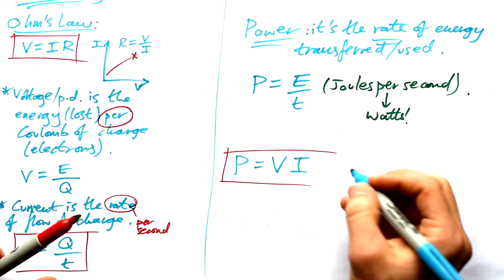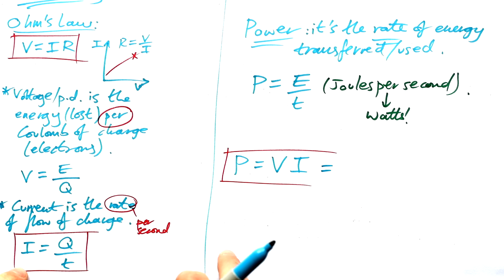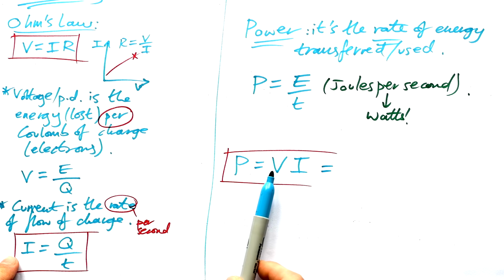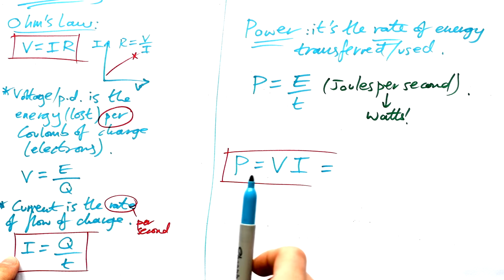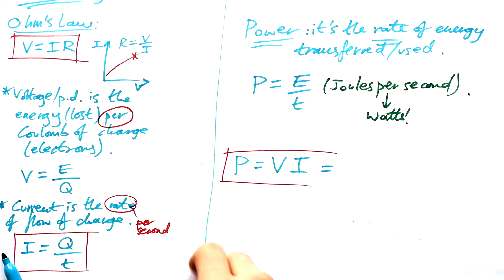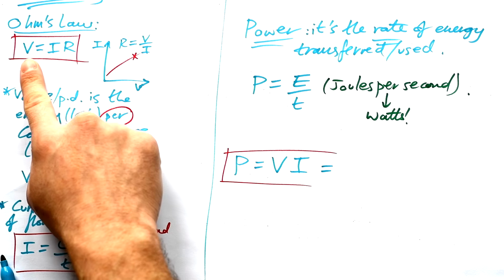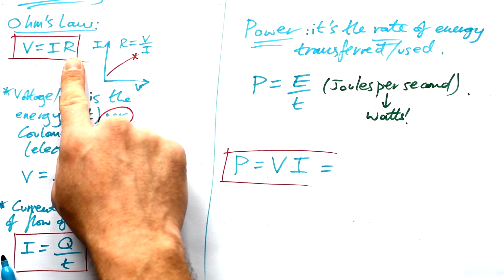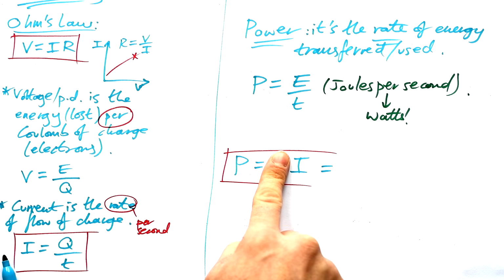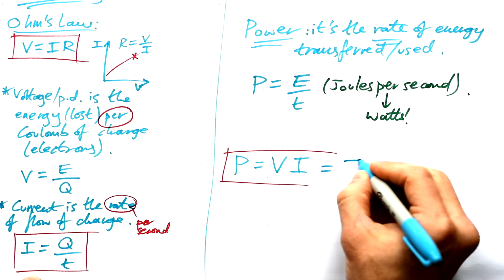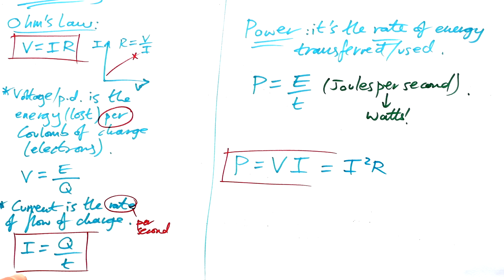Now I've left this open because there's a couple of alternatives that we can have here. Let's have a think. If we put Ohm's law in here, we end up with something different. So let's say that we don't have a voltage, but we do have a resistance. Let's put in Ohm's law. We know that P equals VI, but we know that V equals IR. So if V is IR, we can put IR instead of the V in there. So we end up with IR times I, or in other words, I squared R.